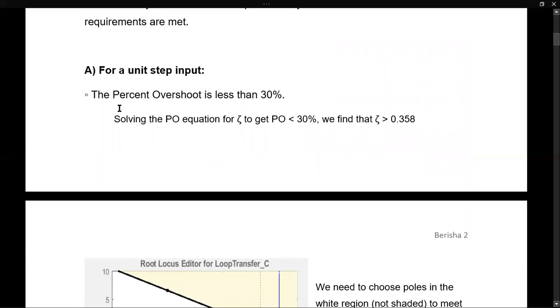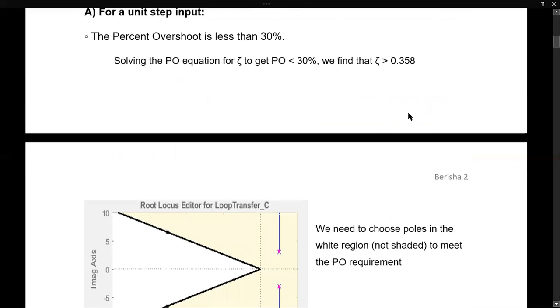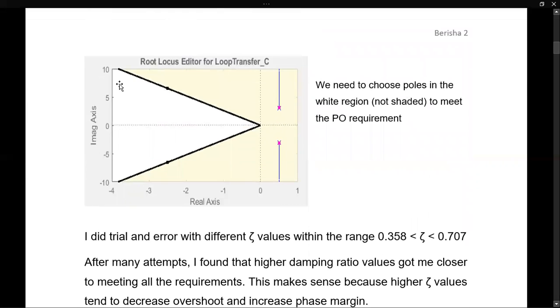Firstly, for a unit step input, we want the percent overshoot to be less than 30%. We solve the percent overshoot equation for the damping ratio zeta to find that zeta should be greater than 0.358. And this gives us this white range here.